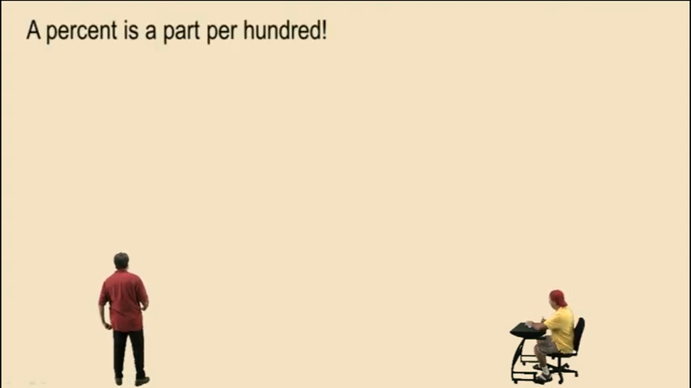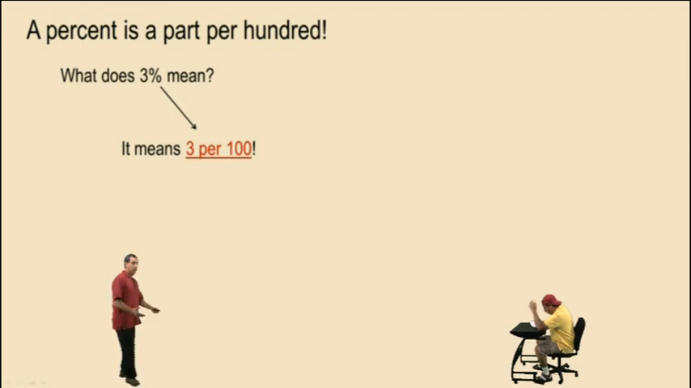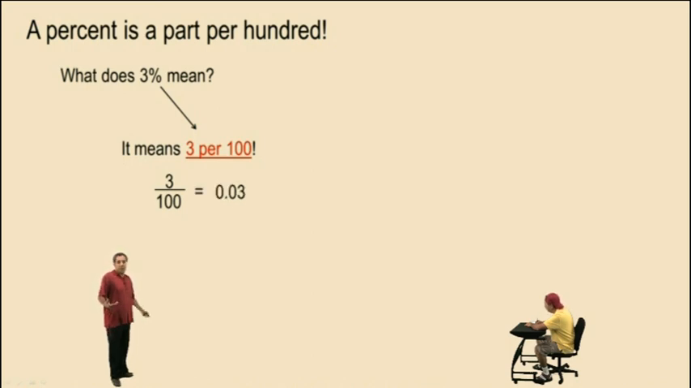A percent is a part per hundred. Remember this: percent, per hundred. What does 3% mean? It means 3 per 100. To write that as a ratio, we write 3 over 100, 3 per 100. Now to write that as a decimal, 3 over 100 is 3 hundredths. As a decimal, it's 3 hundredths, 0.03.